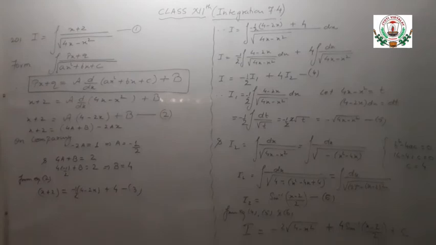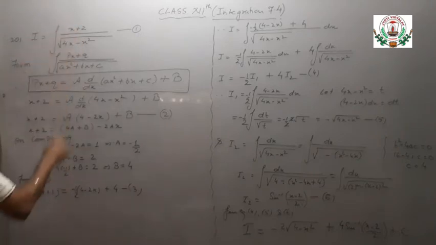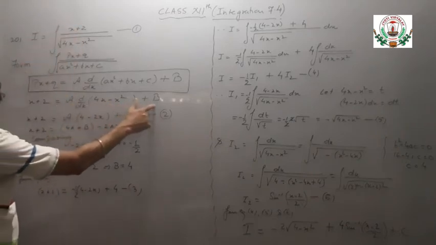Now let's move to the next question. Question number 20: integration of x plus 2 upon under root 4x minus x square. Same as previous question number 19: px plus q upon under root ax square plus bx plus c. So x plus 2, a linear expression in the numerator, equals a into d by dx of 4x minus x square, plus b.